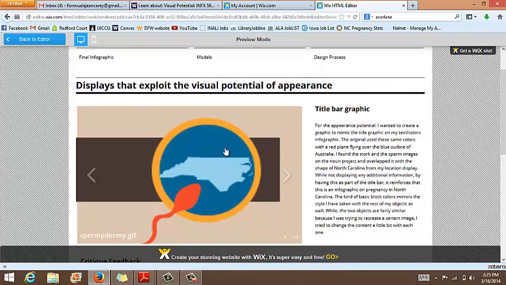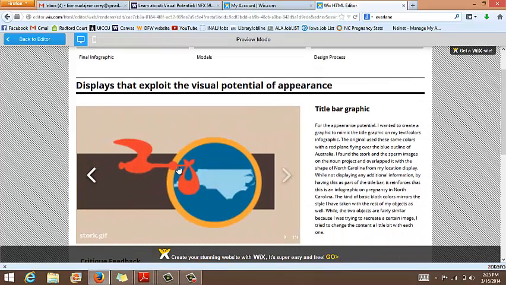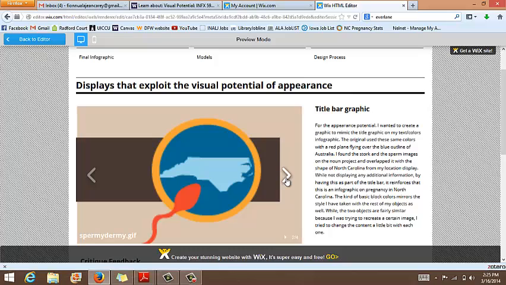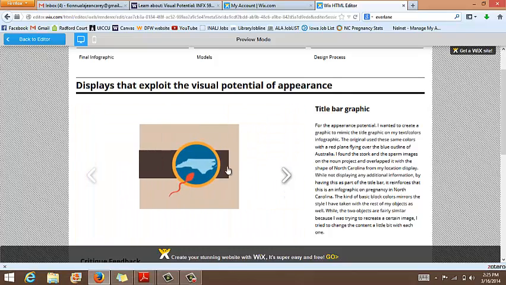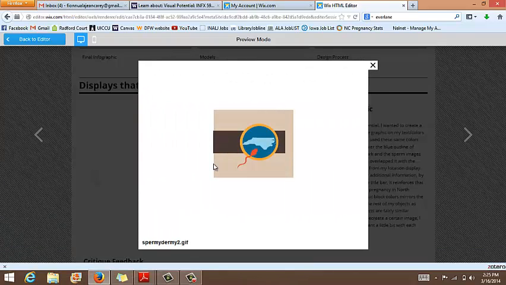So with mine, I started off with North Carolina and then the stork flying over because I thought that pretty much mirrored the plane flying over. But when I showed it to people, they felt that the stork carried the wrong connotations for an unplanned teenage pregnancy. So I played with bottles, pacifiers, stuff like that, and none of them really fit. And actually, the sperm one fit the best.